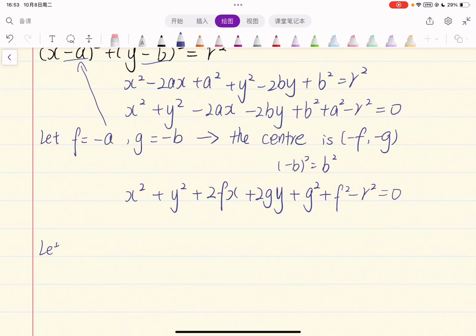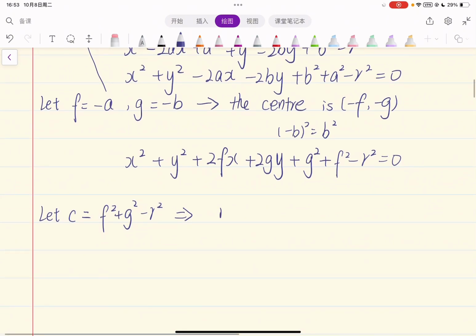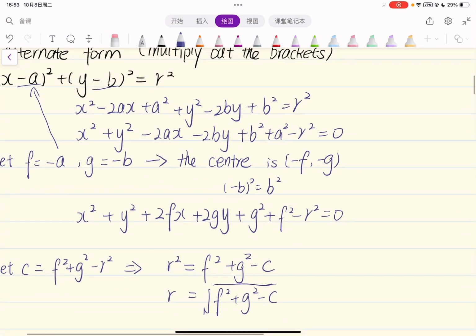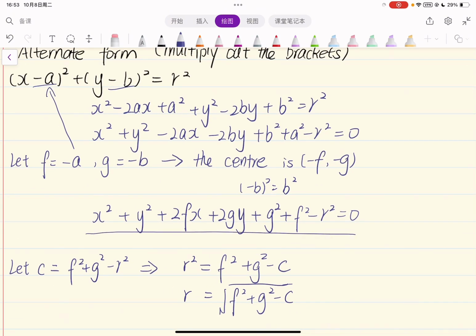Now let c equal f squared plus g squared minus r squared. This implies that r squared equals f squared plus g squared minus c. So r equals the square root of f squared plus g squared minus c. So this is another form for the equation of the circle.